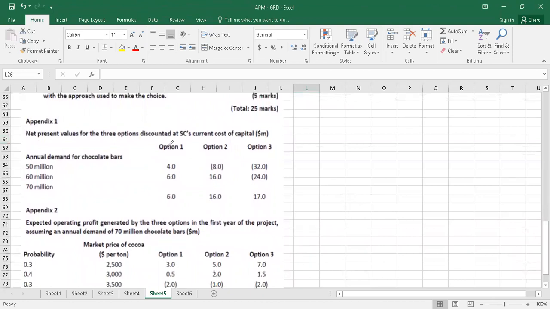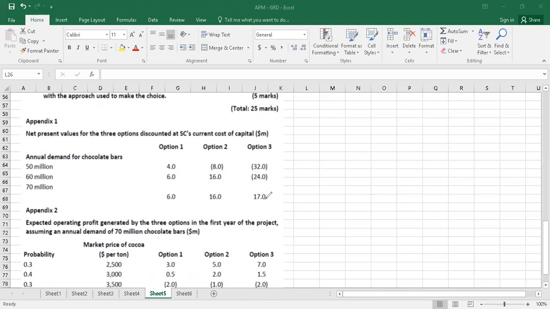If the first size building is constructed, and if the annual demand is 50 million, it is 4 million, then 6 million, then again 6 million for 70 million chocolates demand. Then option 2 has -8, 16, 16. Option 3 has -32, -24 and 17.